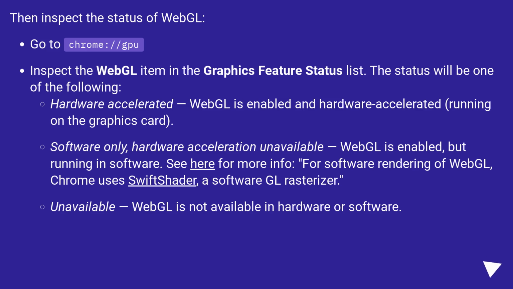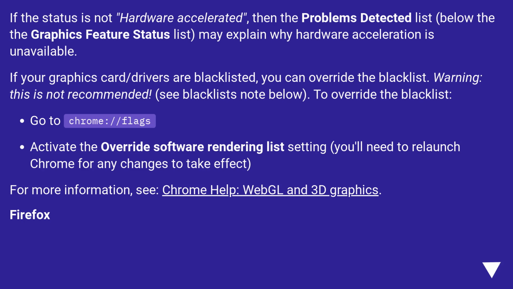For software rendering of WebGL, Chrome uses SwiftShader, a software GL rasterizer. Unavailable: WebGL is not available in hardware or software. If the status is not hardware accelerated, then the Problems Detected list, below the Graphics Feature Status list, may explain why hardware acceleration is unavailable.